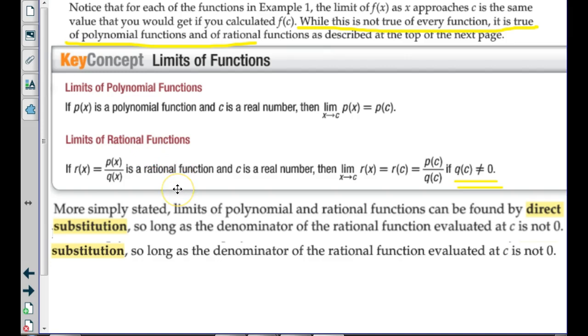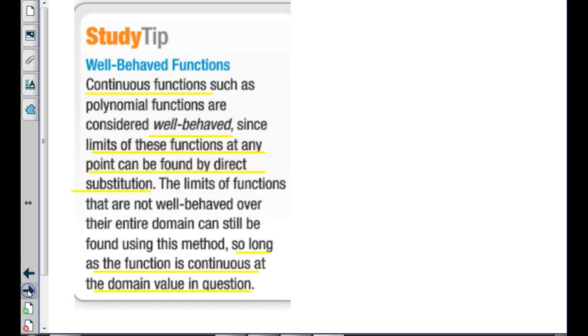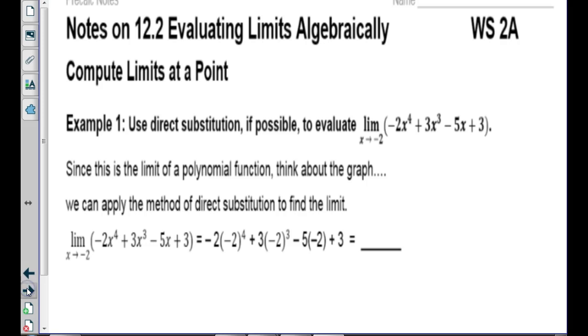It's the same for rational functions. You can just plug the value in as long as it doesn't make the denominator 0. If it makes the denominator 0, then we have to do something different. These are called well-behaved functions, guys. Continuous functions, such as polynomial functions, are considered well-behaved. Isn't that nice? Their mom said they're very well-behaved. Since limits of these functions can be found by direct substitution. Okay, the limits of functions that are not well-behaved over their entire domain, in other words, they're not continuous, there's some kind of a break, can still be found as long as the value does not make the denominator 0.